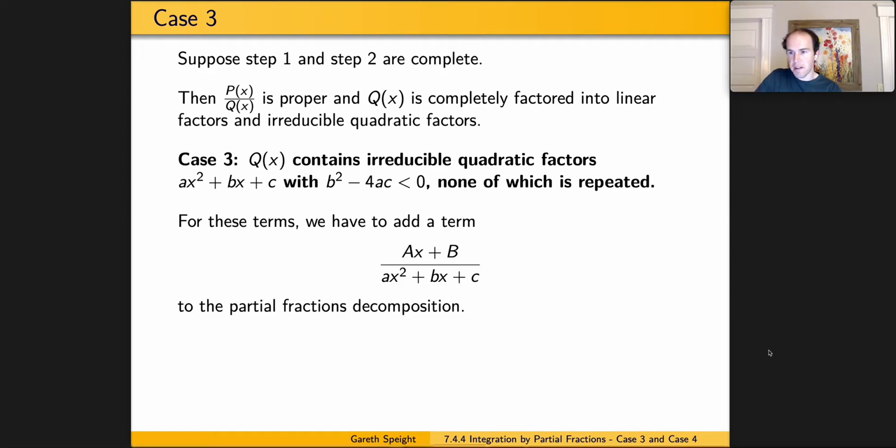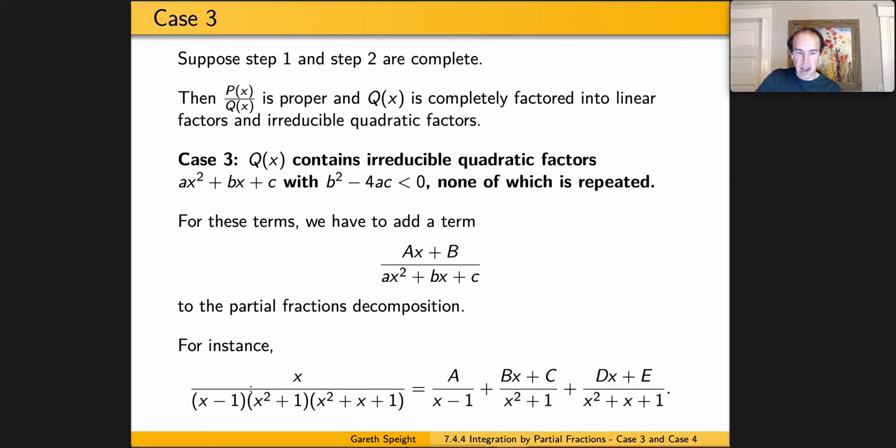So these irreducible quadratics are a little bit different to the linear terms we had. For the linear terms, we always had constant divided by the linear term in case 1, or constant divided by powers of the linear term in case 2. Here we have constant x plus constant to deal with these irreducible quadratics.